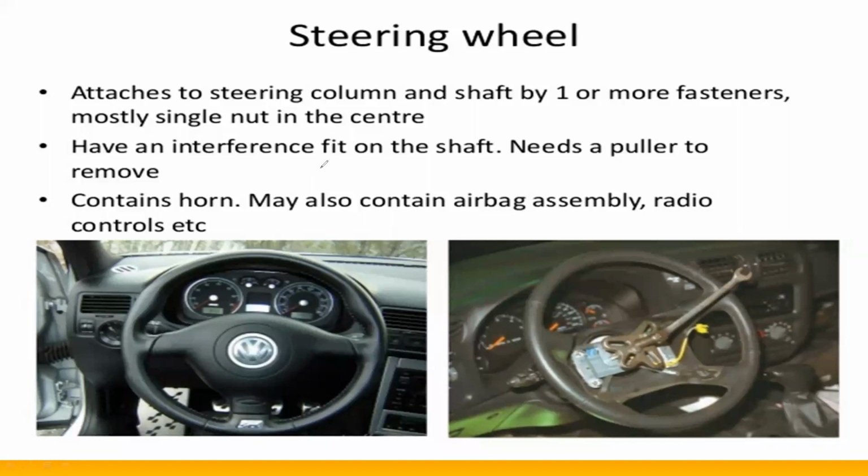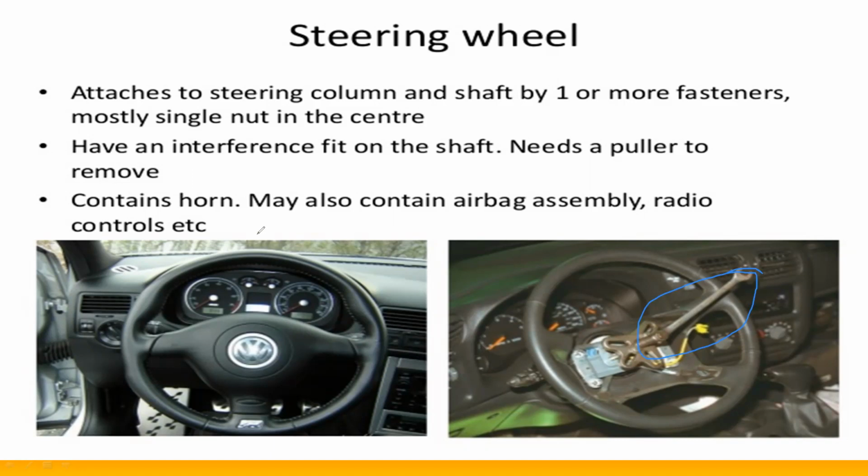An interference fit on the shaft needs a puller to remove. So a puller is used to remove the steering wheel from the steering shaft. A puller is used to remove. You can see a puller. That means different sizes of wrenches are used to remove this nut and disassemble the steering shaft.